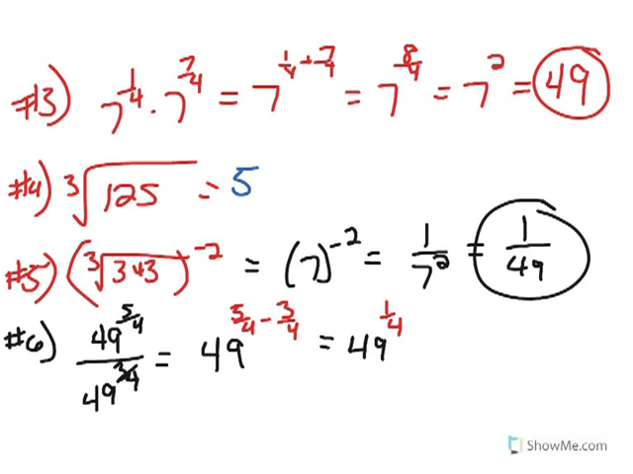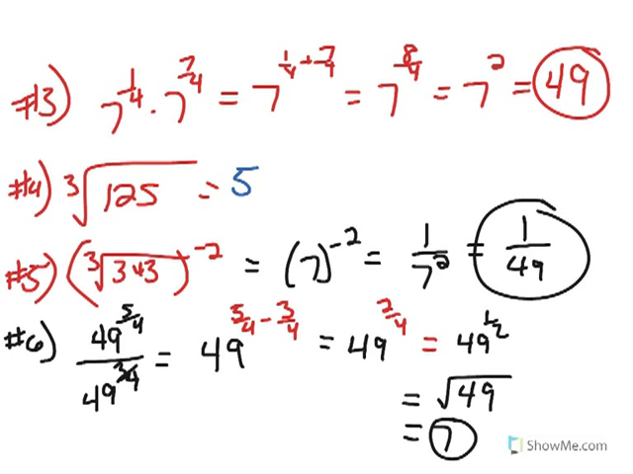Pardon me. 5 minus 2... 5 minus 3 is 2, not 1. So 2/4, and then 2/4 reduces to 1/2. 49 to the 1/2 is saying the same thing as the square root of 49. Square root of 49 is 7.